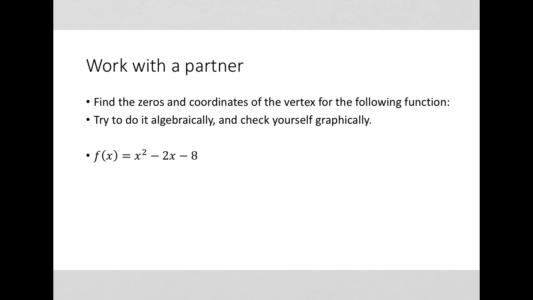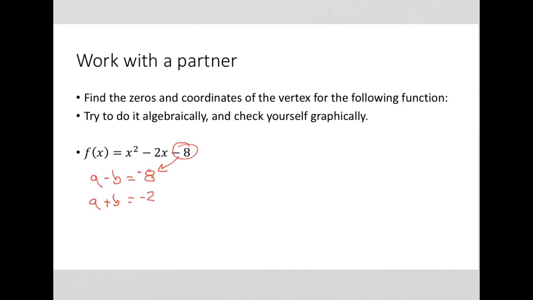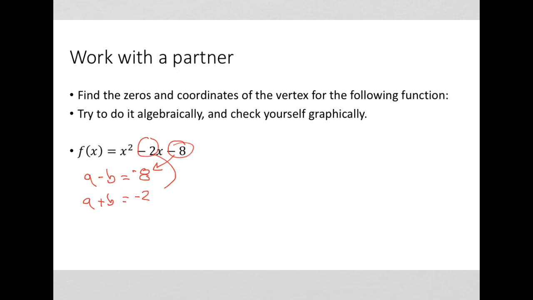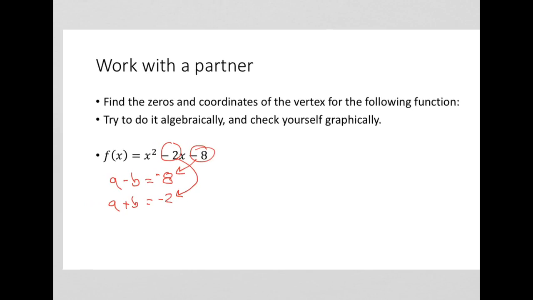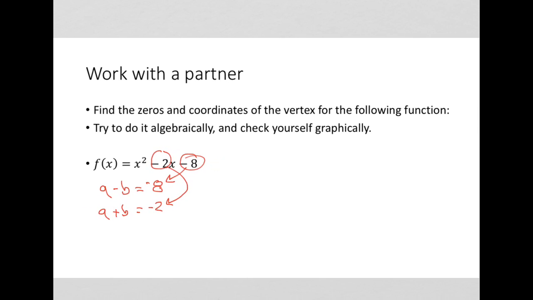We want to find the zeros and the coordinates of the vertex for this function. So to find the zeros, we need to factor it. We're playing the factoring game. We're saying what two numbers a times b that equals negative 8 also fits the description of a plus b equals negative 2. Notice the negative 8 from there and the negative 2 right there. They have to add to give you the coefficient on your x term, and they have to multiply to give you your constant term, negative 8.